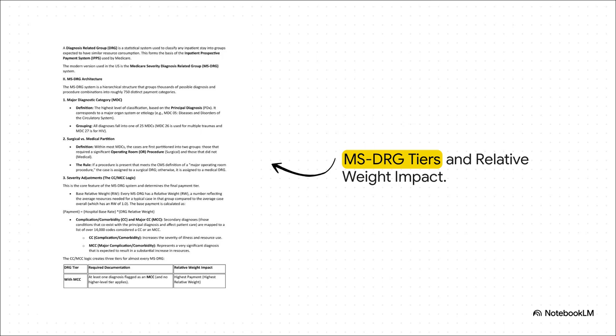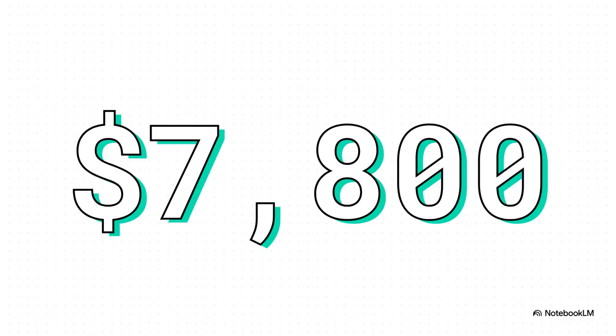But if there is just one diagnosis flagged as an MCC, a major complication or comorbidity, like acute respiratory failure or severe sepsis, it pushes the entire case all the way to the highest payment tier. This represents a really substantial, dramatic increase in the hospital resources expected to be used. Let's actually ground this in some real math to see the impact.